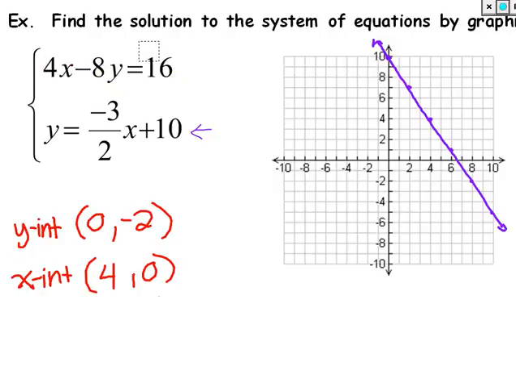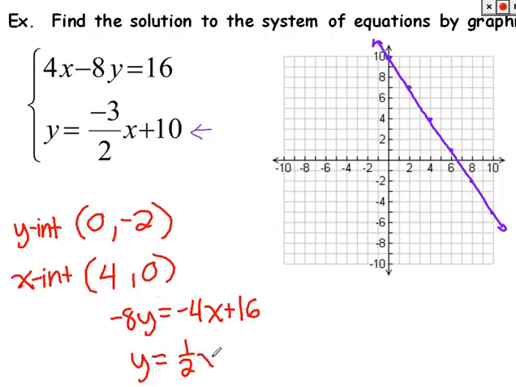Or maybe you would have preferred to put this in slope-intercept form. If you put it in slope-intercept form, you would subtract your x, divide by -8. If you divide each term by -8, in the end you should end up with something like this. So either I can graph using my intercepts, 0, -2 and 4, 0, or I could use slope-intercept form, solve for y. So start at 0, -2, go up 1/2, same line either way.